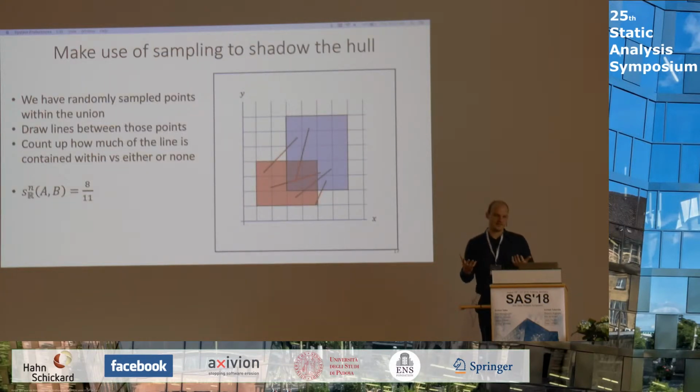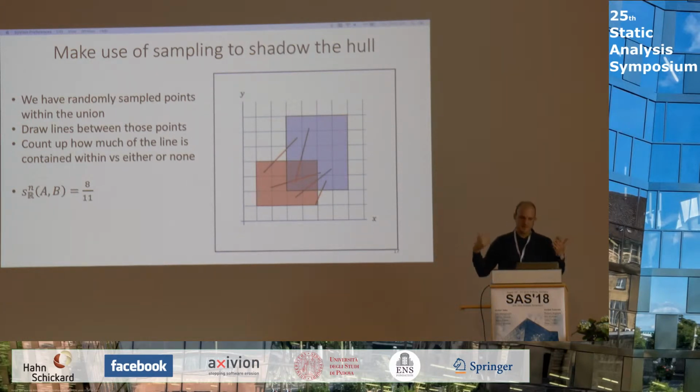Well, so we have our previous objects A and B. We have random points that we've sampled between A and B. And we would say, OK, let's choose a random point from A. Let's choose a random point from B. Let's cast a line segment between A and B. And let's calculate how much of the line segment is contained either in A or B alone, or outside of A and B, or inside of both A and B.